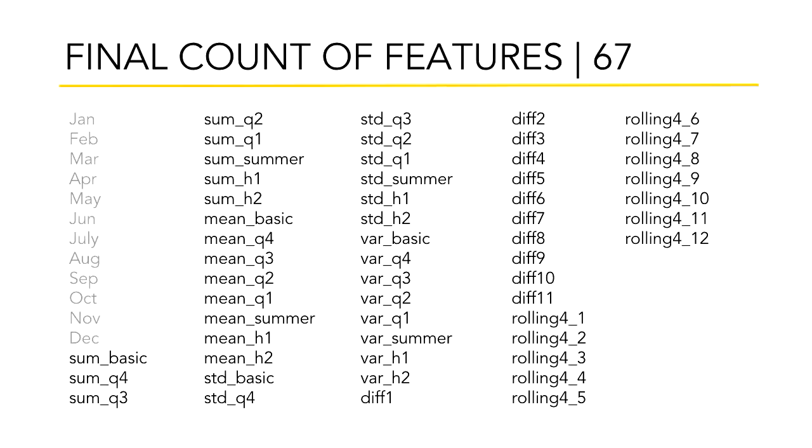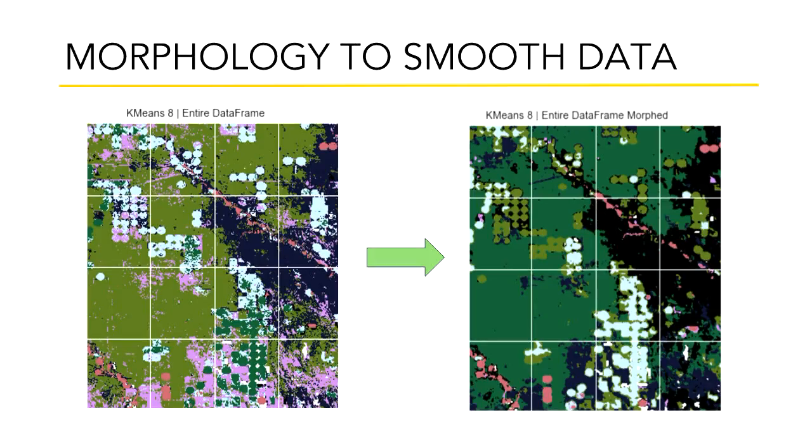Taking means and sums and standard deviation, variation, differences from this month, this quarter, and just trying to get as many features as I could. I then took that data set and spun it through a morphology algorithm, which effectively smooths the image. So sort of like smoothing time series data, if you will. It's like a rolling average, but for images.